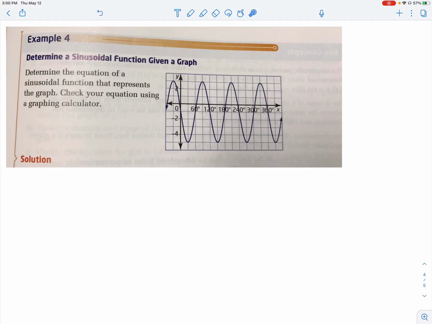Hey, welcome back to example 4 for section 5.4. In this example, we're just going to observe a graph and analyze it and then come up with the sinusoidal function that represents the graph.